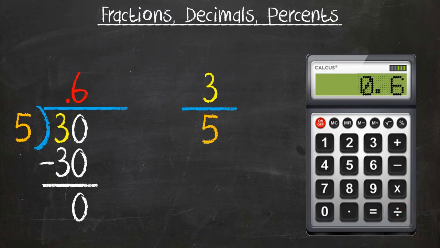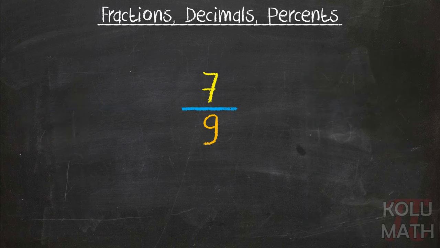And in fact, take a look at the division key on the calculator over there. What does that look like? Yeah, it's a little fraction. To convert a fraction into a decimal, all you have to do is divide. Let's take a look at another one. Okay, here's 7 over 9. Well, let's do the long division over here.